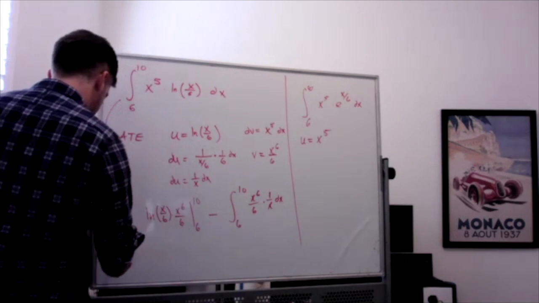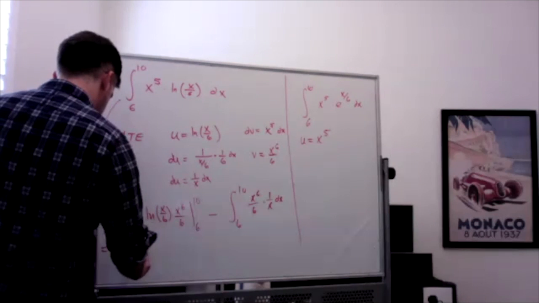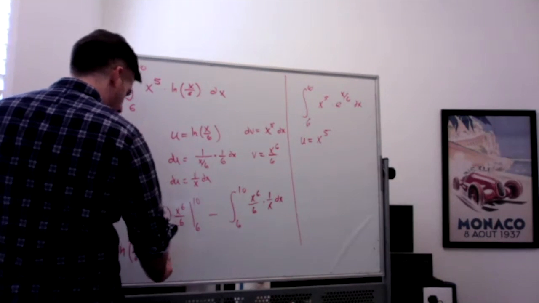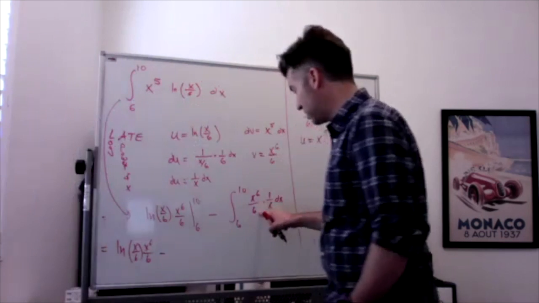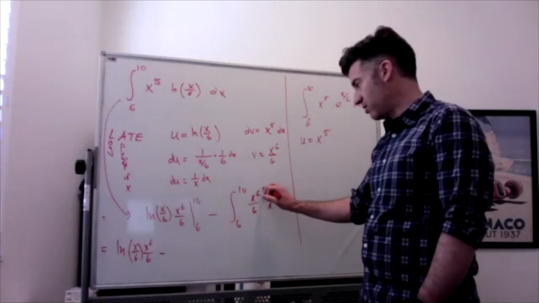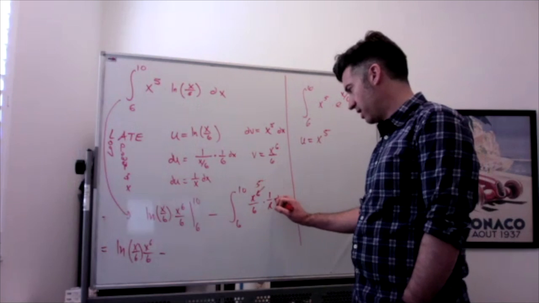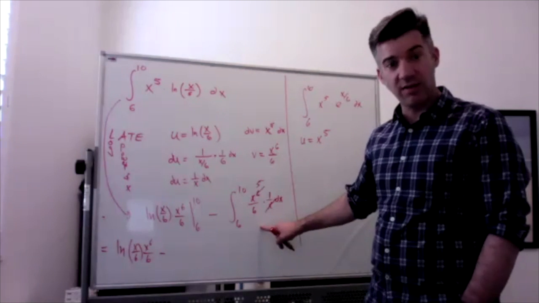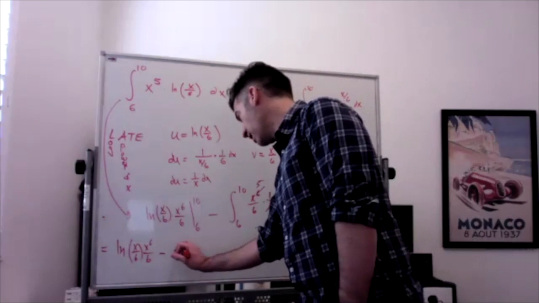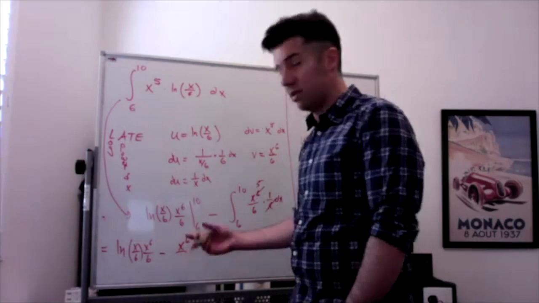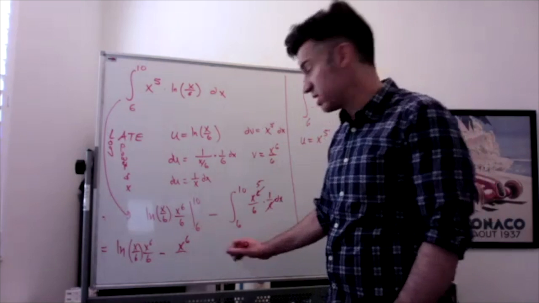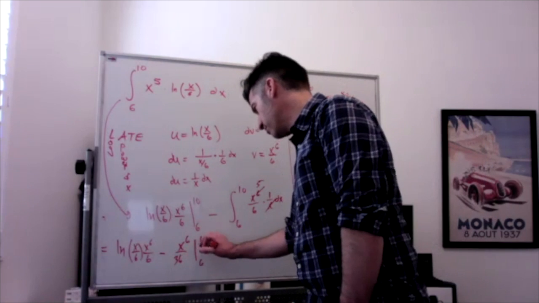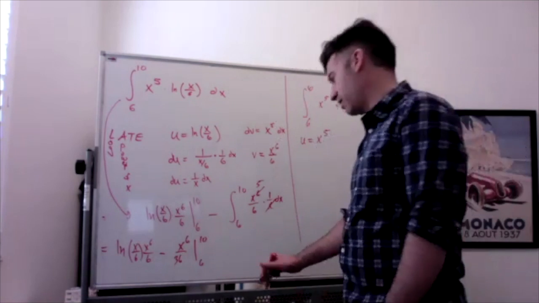So I've got the natural log of x over 6 times x to the 6th over 6 minus x to the 6th over 6 times 1 over x. I can cancel an x there and the x there. So I really have x to the 5th over 6. And the integral of that is x to the 6th over another 6 times 6, so 36, from 6 to 10. And then you can plug in the 10, and it's going to be awful, right?